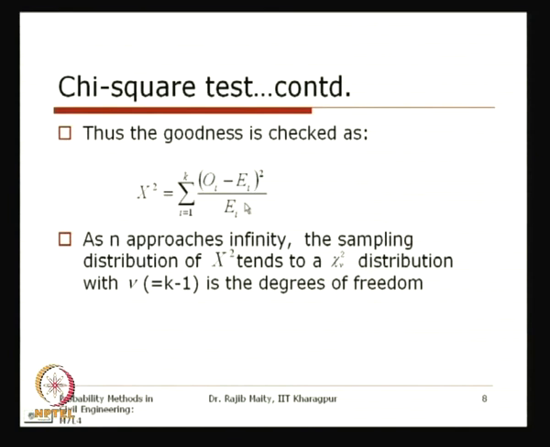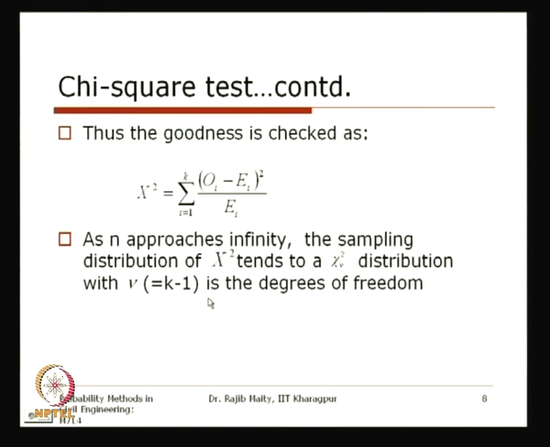It has been found that this x square statistic follows a chi-square distribution if n tends to infinity, that is the mathematical limit. For a large number of sample data points, this statistic follows a chi-square distribution, and this chi-square distribution has some degrees of freedom. Here the degrees of freedom is k minus 1. So this statistic follows the chi-square distribution with k minus 1 degrees of freedom, which means we know its properties, and based on that, at what significance level I want to test whether this is significant or not, we have to test.